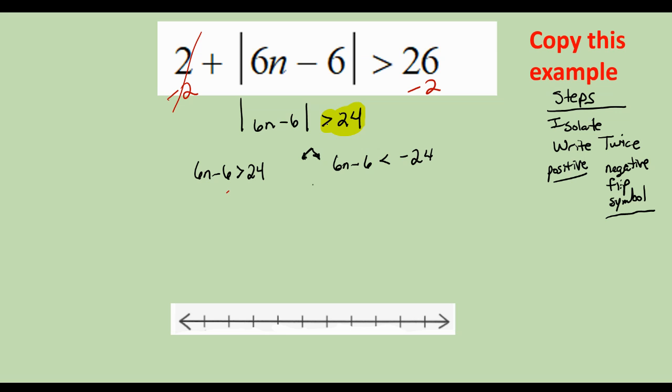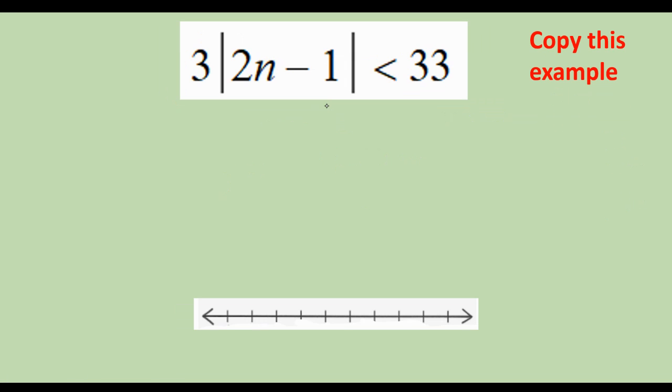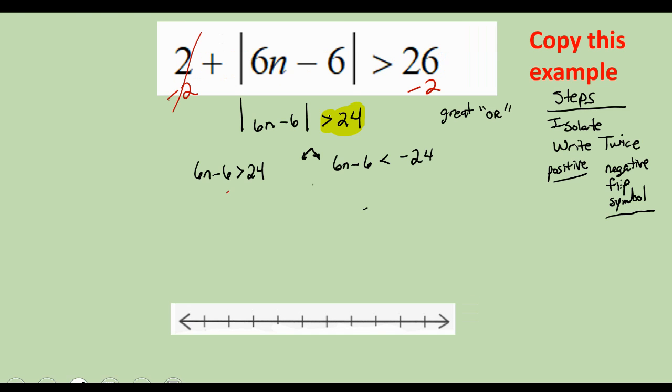Okay, our original problem has a greater symbol. So we should end up with an OR graph, greater, because this symbol right here is an original greater. Okay, so let's see what happens when we actually solve this.